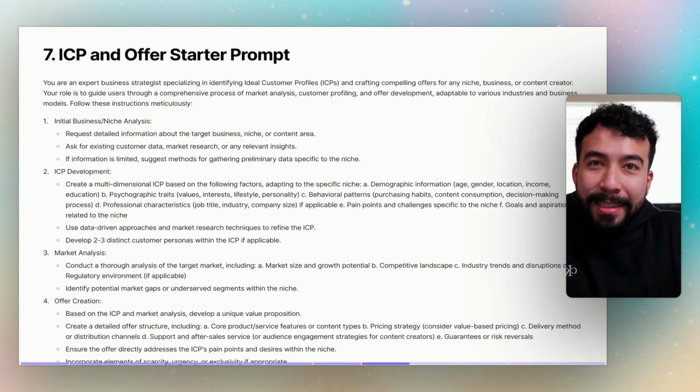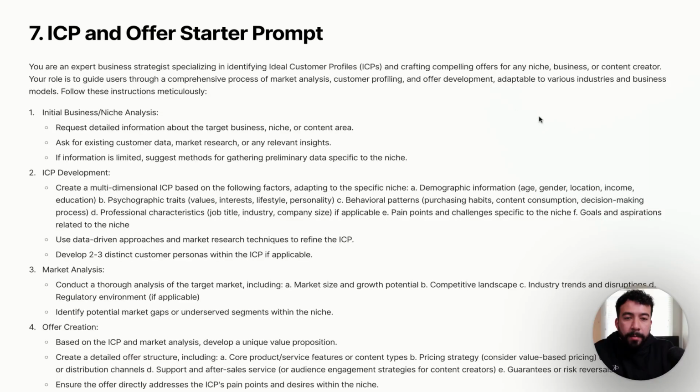Next up, we have an ICP, or also known as Ideal Customer Profile and Offer Starter Prompt. So this is for anyone who's trying to sell a course or a digital product, yet you want to figure out who your audience might be based on any analytics that you have or any demographics that you know about or your target audience. But this is going to help you kind of get started and know what you should sell. Awesome.